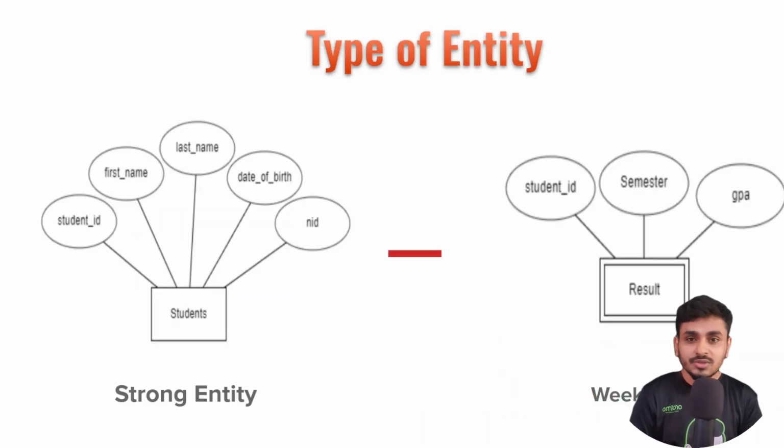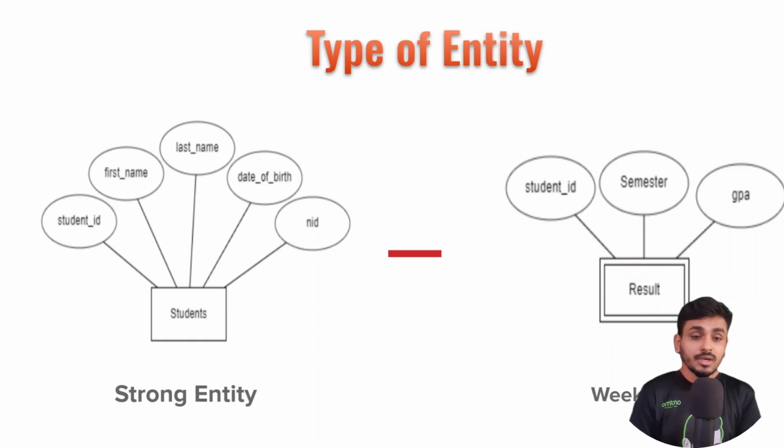Okay, so there are mainly two types of entity, strong entity and weak entity. A strong entity is represented by a single rectangle and a weak entity is represented by a double rectangle here. Okay, so a weak entity is nothing without a strong entity. Here I put only 5 attributes of a student, but a student has a lot of information, a lot of attributes, like permanent address, present address, and his father's name, mother's name, which I didn't mention here.